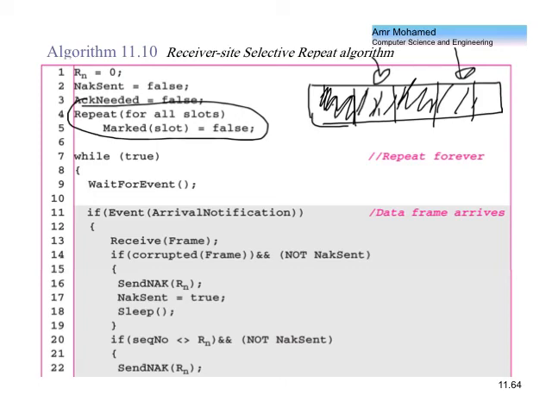But if negative acknowledgement sent was false, which means that I did not send a negative acknowledgement before, then I will send a negative acknowledgement to indicate that I did not receive the current frame yet at Rn. I will accept what you gave me, but I did not receive the current frame yet.